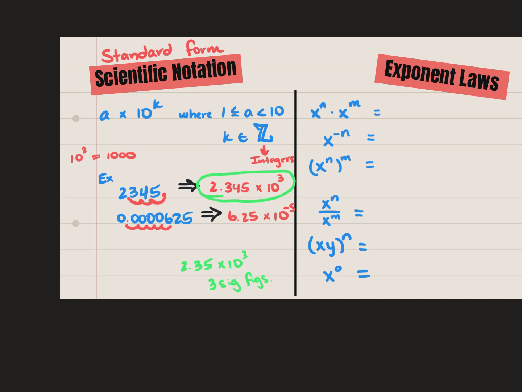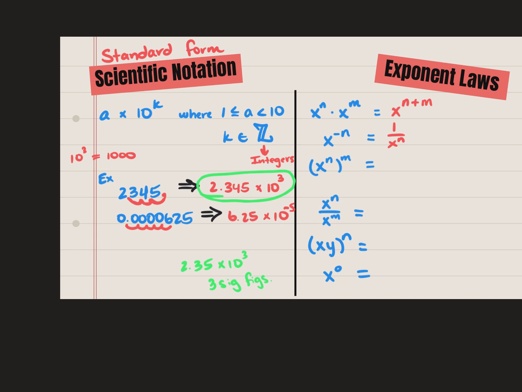For our exponent laws, we're going to refresh ourselves a little bit on them. When I multiply two bases with exponents together, I add my exponents. When I have a negative exponent, that's really the same as dividing by that base to that power, so I can flip that over a fraction bar and make that exponent positive. That's why I was saying with our standard form, that negative exponent really makes the number smaller, because in reality, I'm dividing 6.25 by 10 to the 5, rather than multiplying by 10 to the 5.